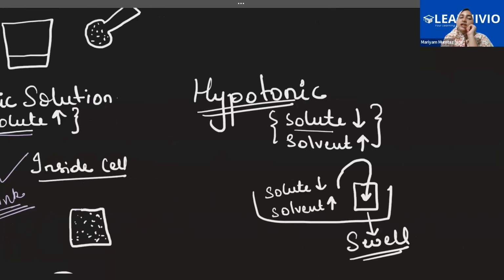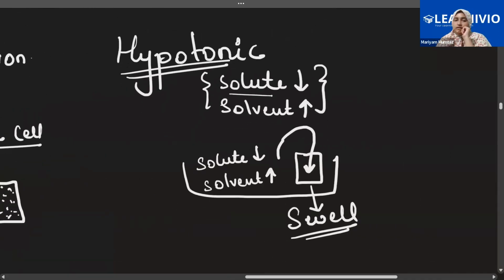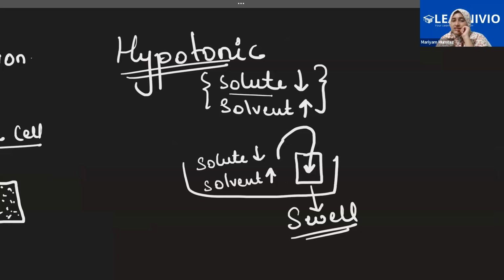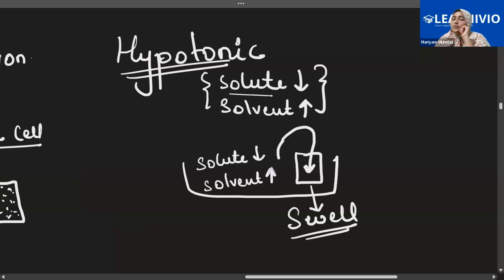Now the exact opposite condition is of hypotonic solution, wherein the solute is less. So if the solute is less, the solvent is more, right? Now, if we put a cell in this plate or bowl, then the solvent is high outside and comparatively low inside. So the water from the external environment will move inside the cell, because of which the cell will swell up. So if we put the cell in a hypotonic solution, the cell will swell up.